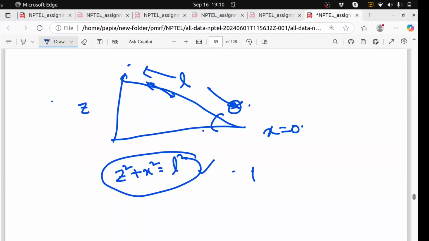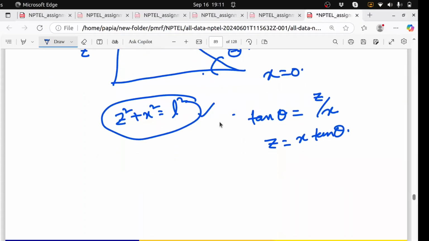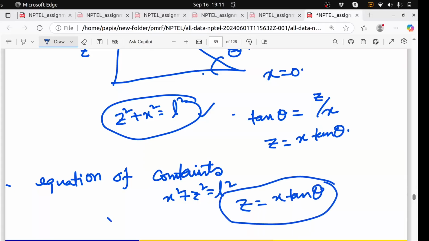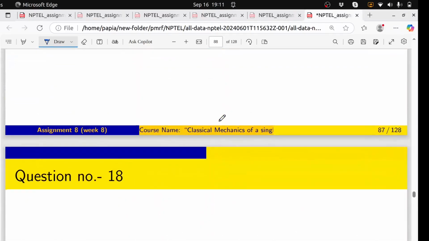Another thing we can do, that tan theta is nothing but Z divided by x. So Z can be written as x tan theta. Okay? So these two are the equations of the constraints. One is coming from the L perspective and another one is coming from the theta perspective. So now we can come to the options.